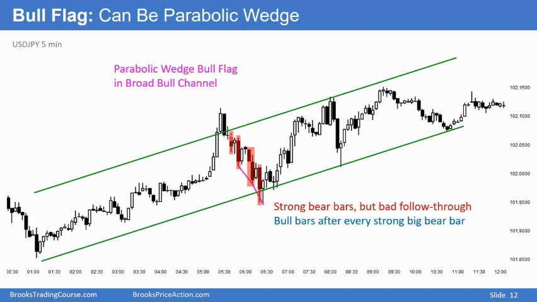Strong bear bars, each one with bad follow-through. A series of sell climaxes, each one with bad follow-through. You have to be thinking that this is unsustainable behavior and probably a bear leg in a trading range or a bear leg and a bull flag, and the market will have at least a small reversal up. Bull bars after every big bear bar. That is not how bear trends look. That is how a bear channel that's about to have a bull breakout looks. Bear channel, bull flag, chances are you're going to get a bull breakout. Again, 50% pullback and a bull trend, probably a parabolic wedge bull flag.